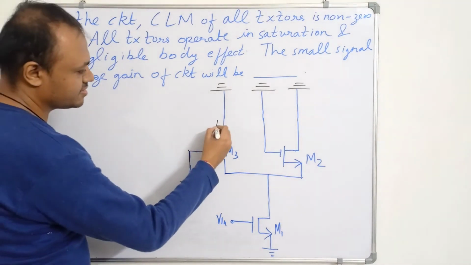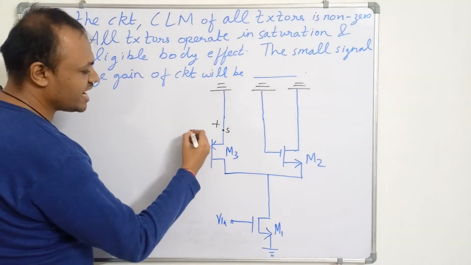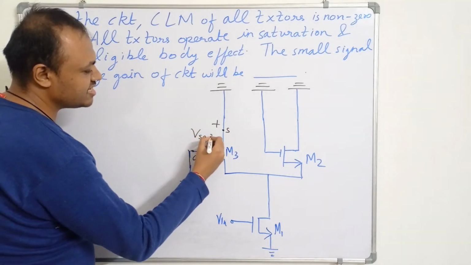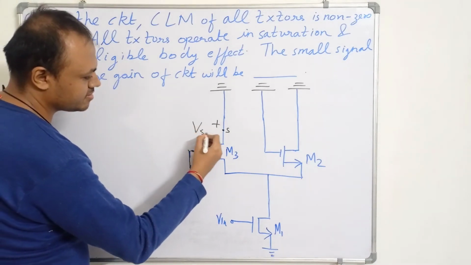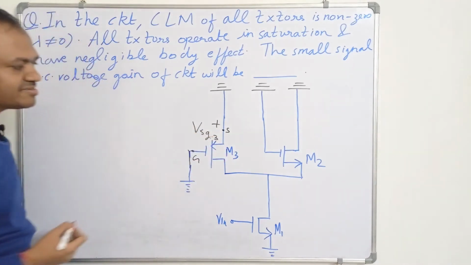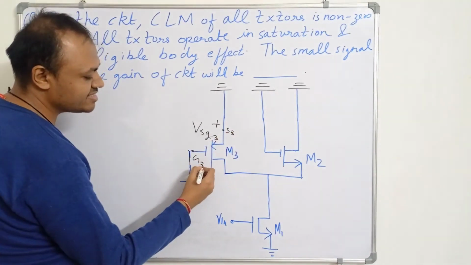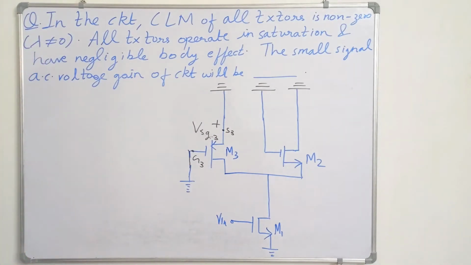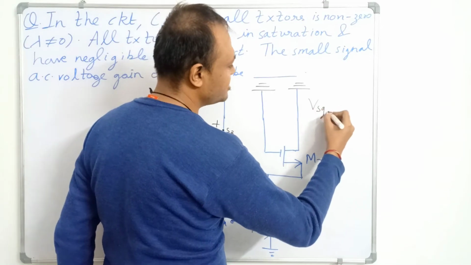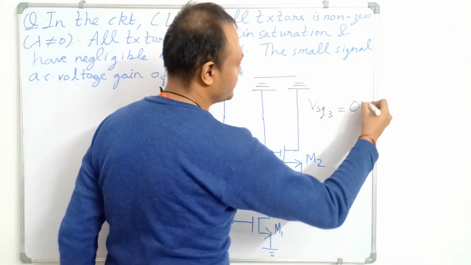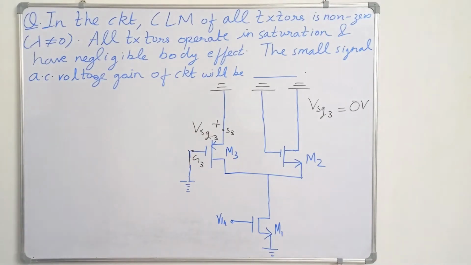Let this terminal be the source, this terminal be the gate. So let this voltage be VSG3. Because this is the source of the third MOSFET and this is the gate of the third MOSFET, VSG3 is equal to 0 volt, because the source is connected to ground and the gate is also connected to ground.